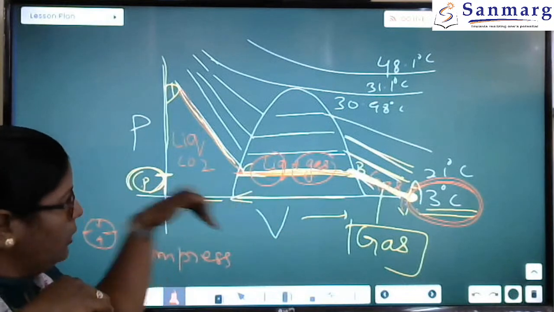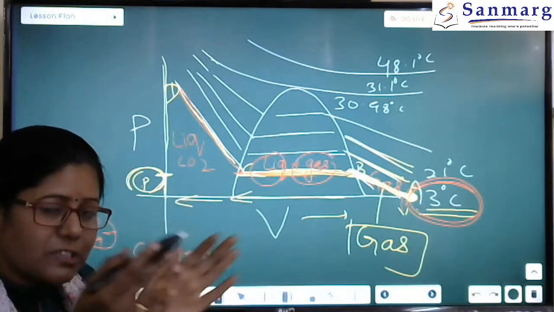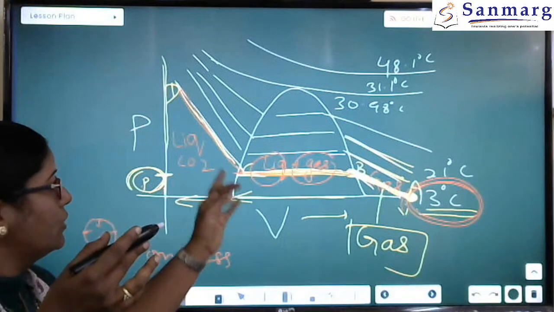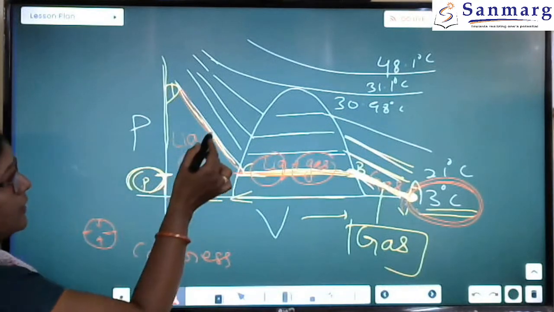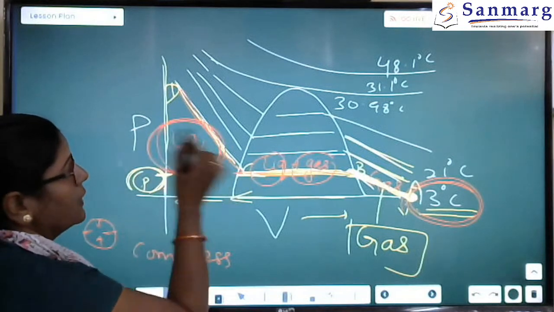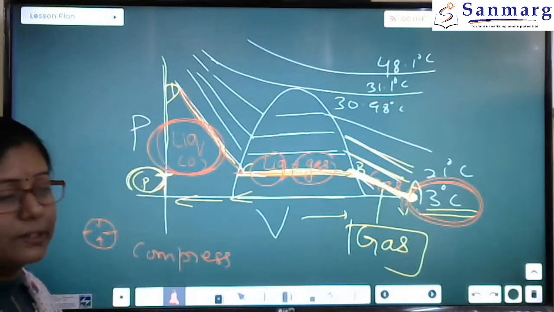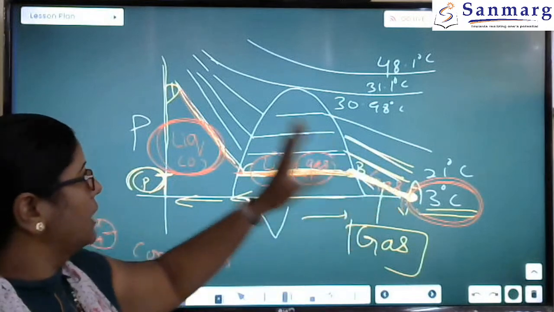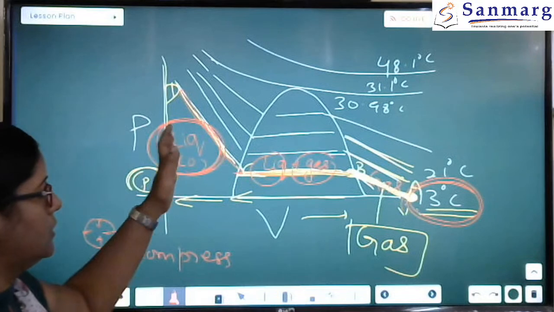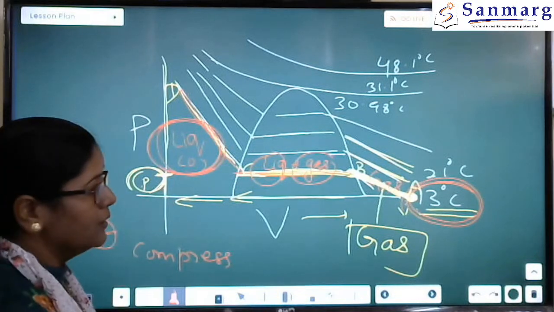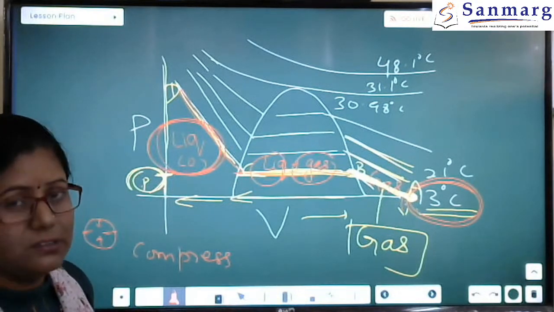Further, we decreased the volume, that is, we are compressing. Pressure still becomes high. In this part you get only liquid carbon dioxide. So the gas is converted to liquid. Gas carbon dioxide getting converted to liquid. Okay, this is at 13 degrees Celsius.